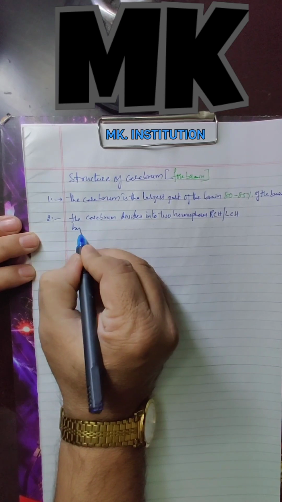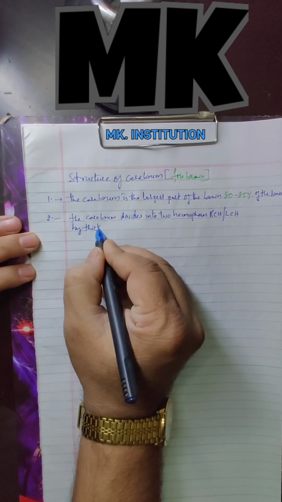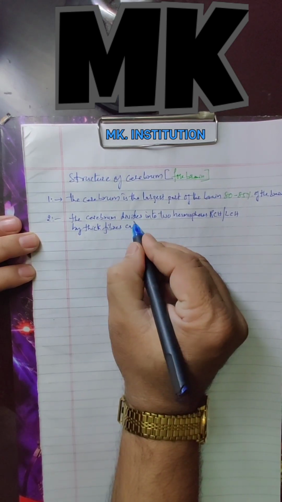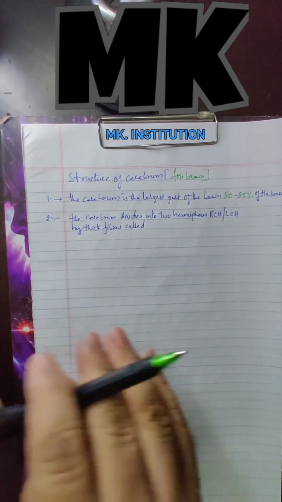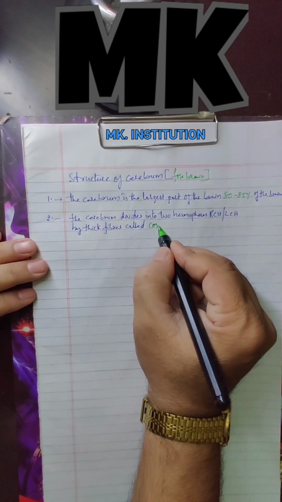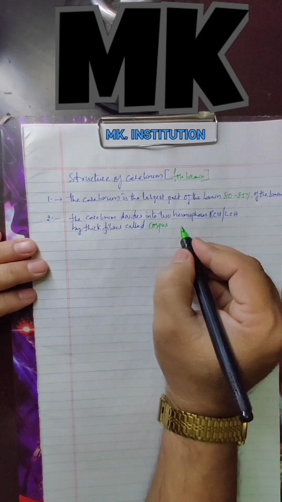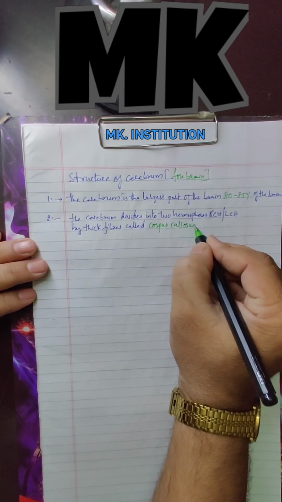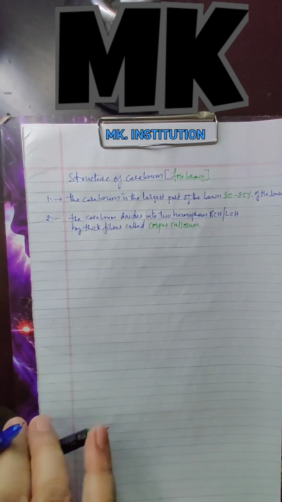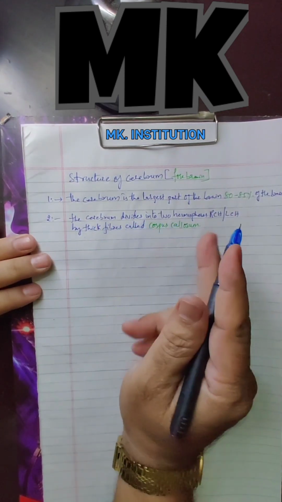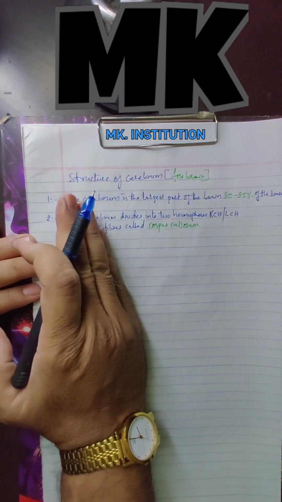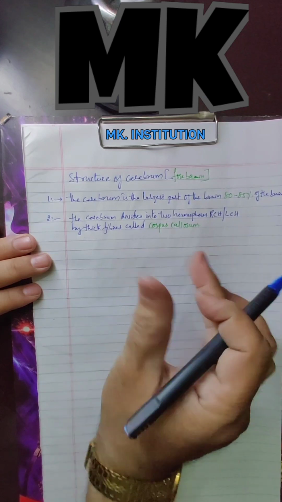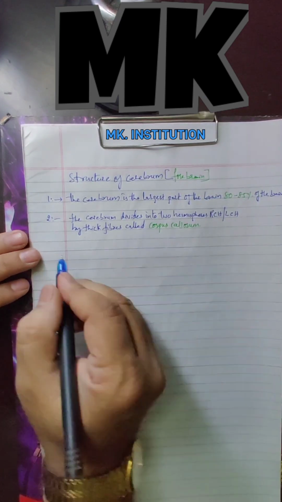And they are connected by thick fibers called corpus callosum. Corpus callosum, one of the names given to it. Okay, the cerebrum is divided into two hemispheres, right cerebral hemisphere and left cerebral hemisphere, and both are connected with thick fibers, and that fiber is called as a corpus callosum.